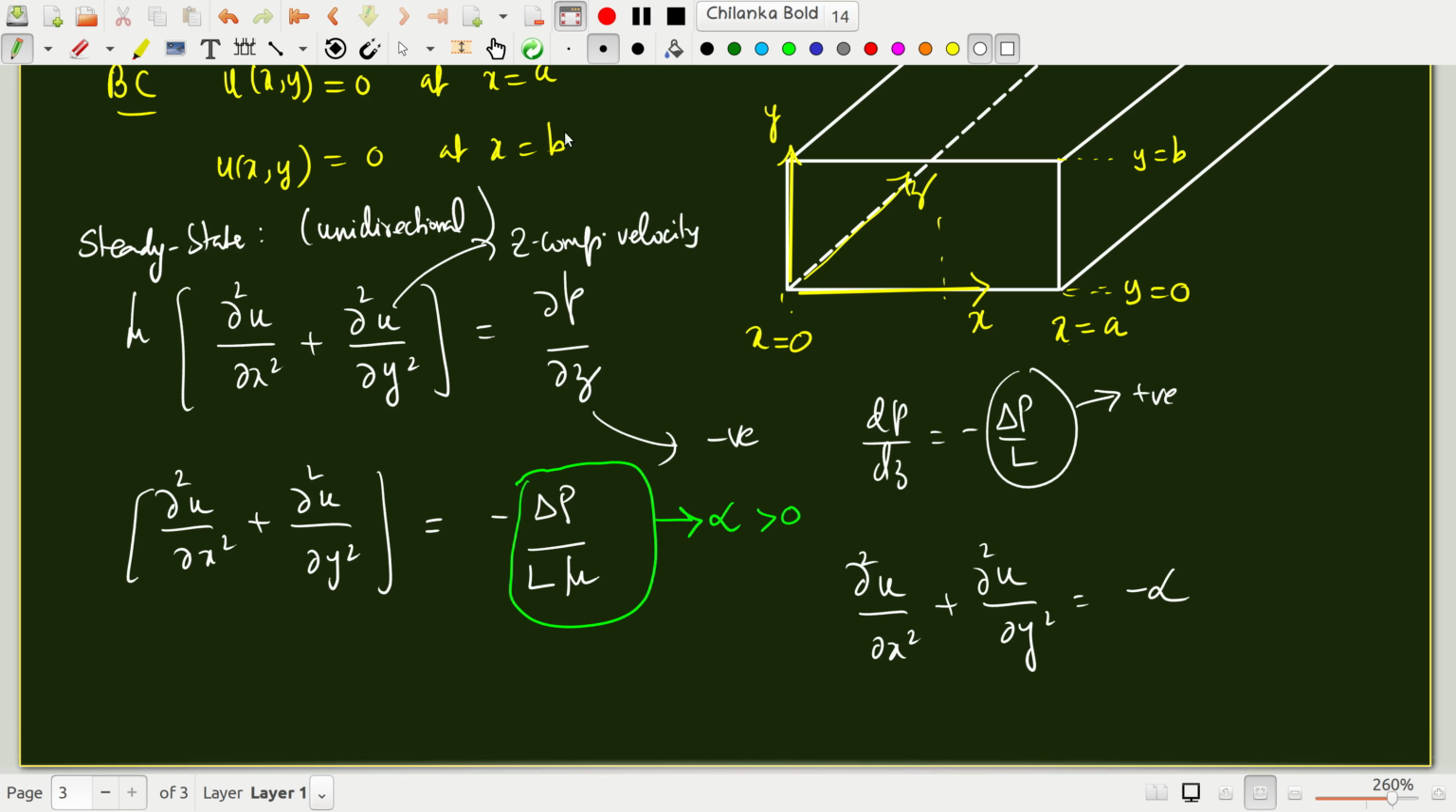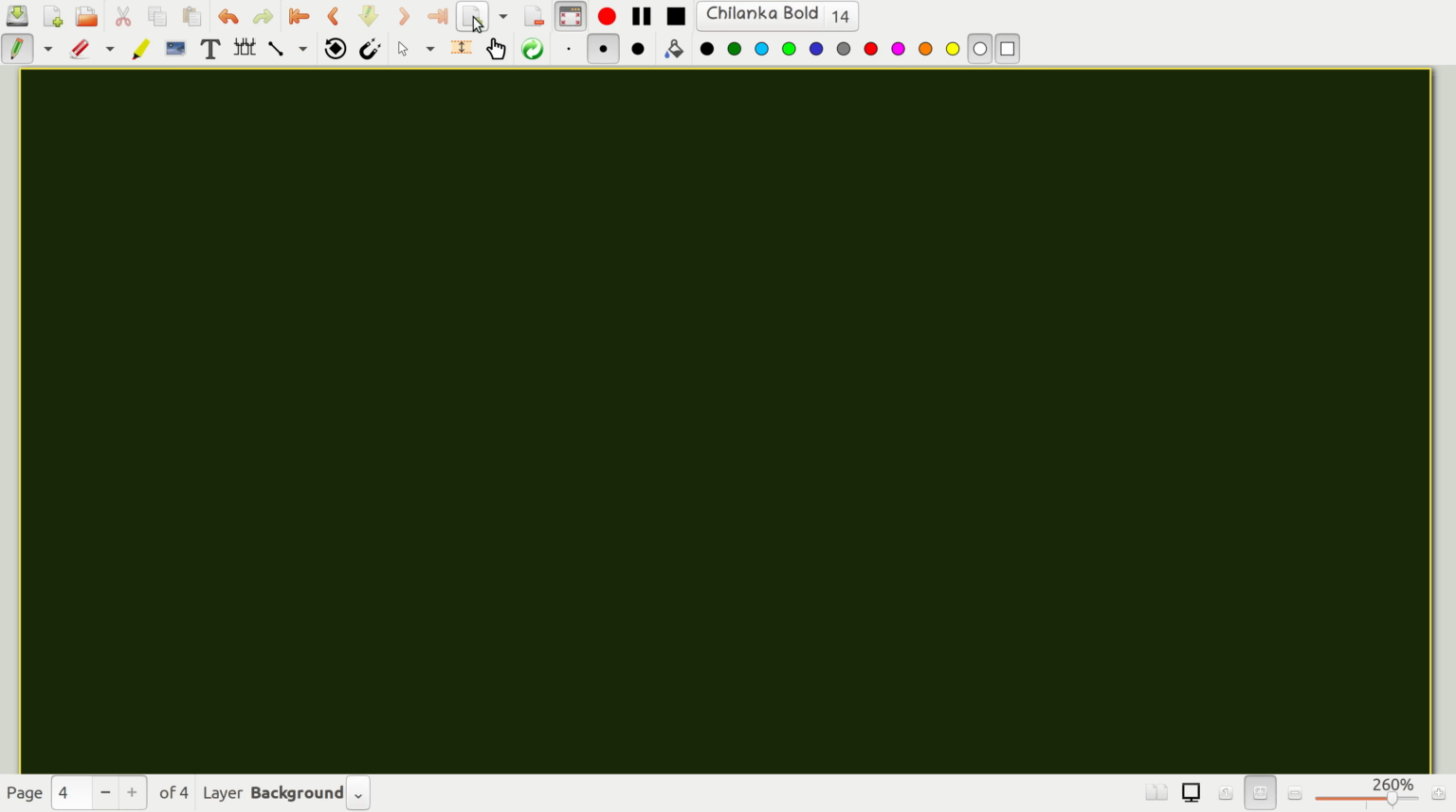Now this is a problem with Dirichlet boundary conditions at both the boundaries. So we have to figure out eigenvalue problems out of this. So let's consider the operator Lx of u is partial squared u by partial x squared. Now if I consider this, the original equation was partial squared u by partial x squared plus partial squared u by partial y squared is minus alpha.